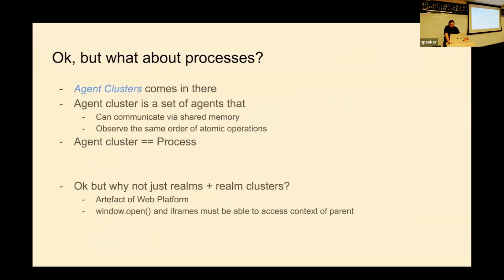What's the analogy for processes? That's agent clusters. An agent cluster is a set of agents that can communicate via shared memory and observe the same order of atomic operations. When they put agent clusters into the spec, they were specifically thinking that all of these agents are going to live in the same process. And why don't we just have realms and realm clusters? Well, that's because of the web. Essentially, if you open a pop-up window, you're supposed to be able to access the parent window, and if each window is its own realm, they need to communicate with each other.